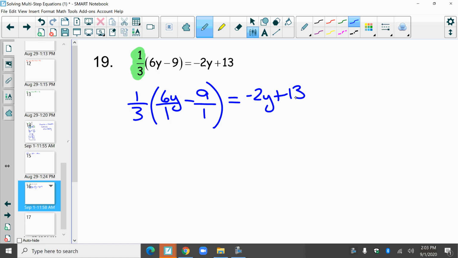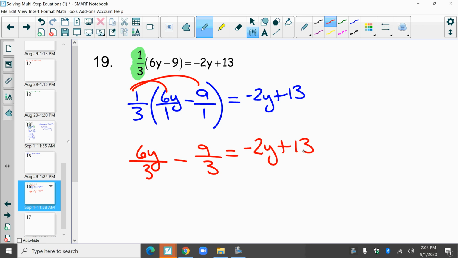And then you are simply going to distribute. Multiply the tops, multiply the bottoms. Reduce. 6 divided by 3 is going to be a 2y. 9 divided by 3 is going to be 3 is equal to negative 2y plus 13. And I'm going to let you guys solve the rest.